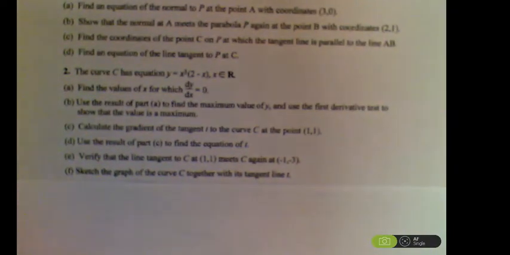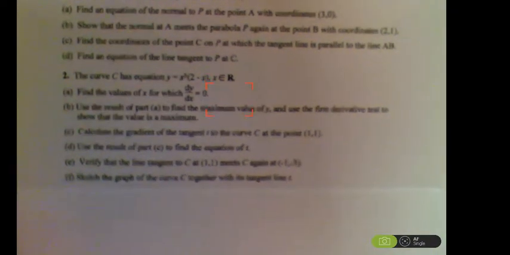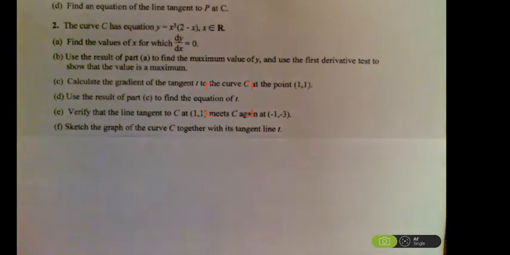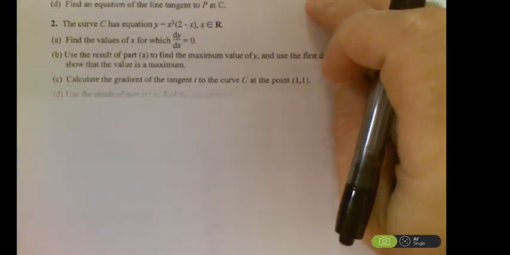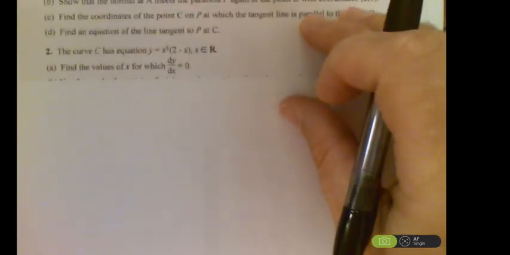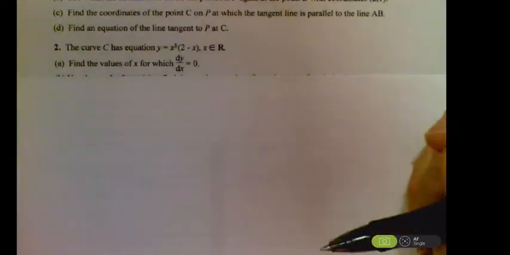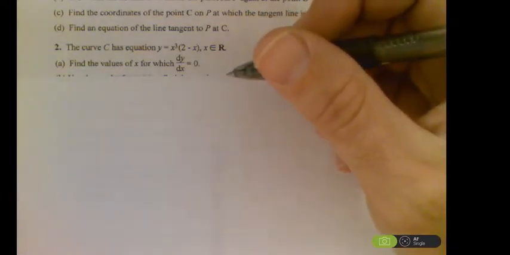Alright, for the second half of Chapter 7, this is Worksheet B. And so we're going to be looking at numbers 2 and 3 on this video. So starting off here with number 2. Given a function up at the top, it says find the values for where the derivative equals 0.